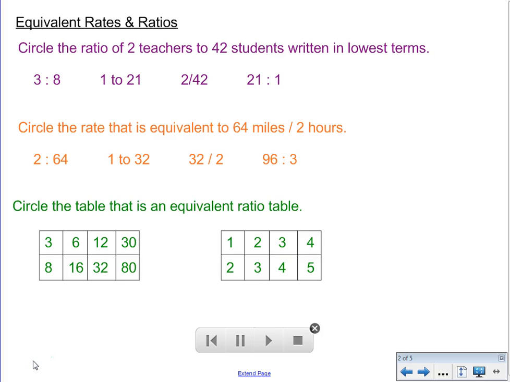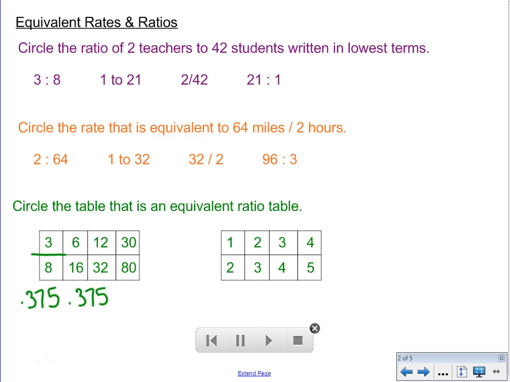Now they're going to ask us to circle a table that has equivalent ratios. It's called an equivalent ratio table. To do that, I'm going to do what I just did in the problem above. I'm going to put each of those fractions into decimal form so I can compare. 3, think of this as a fraction, 3 divided by 8 is 0.375. 6 divided by 16 is 0.375.